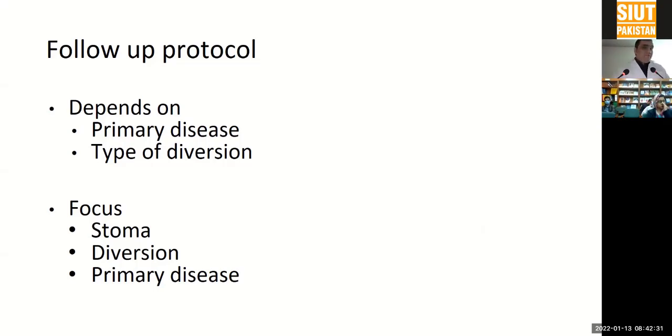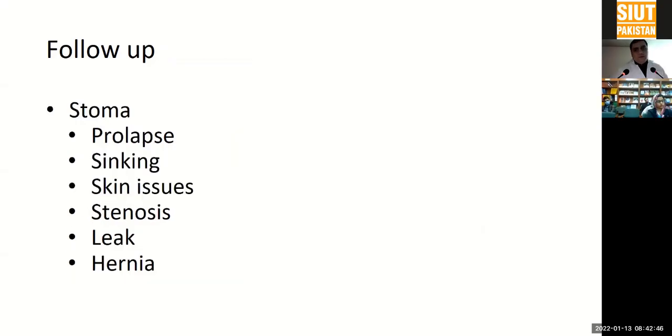Now comes the follow-up of urinary diversion, which depends on the primary disease and the diversion we have done. One should focus on the stoma, the diversion, and the primary disease in the follow-up cases. For the stoma, we should look for and ask about any prolapse, sinking of the stoma, any skin issues, stenosis, leak, or any parastomal herniation.